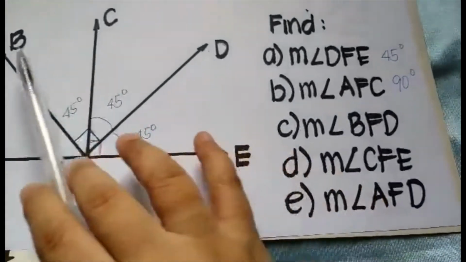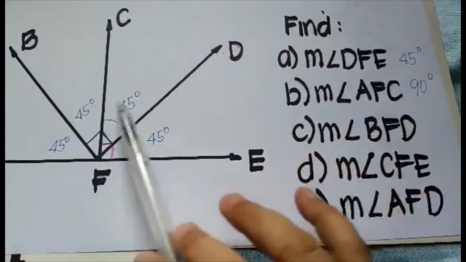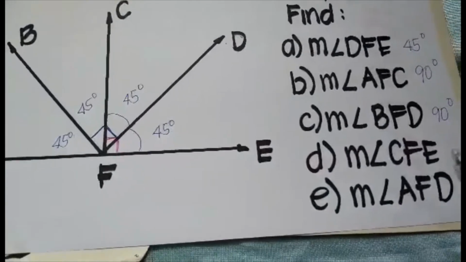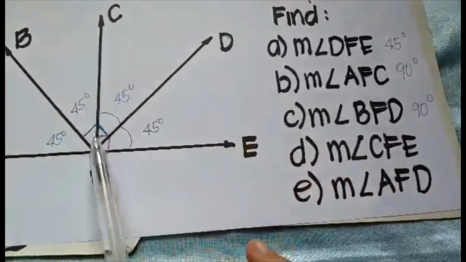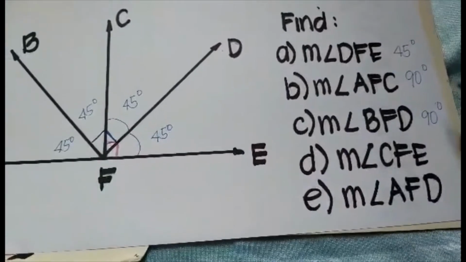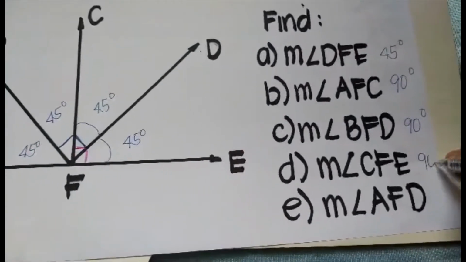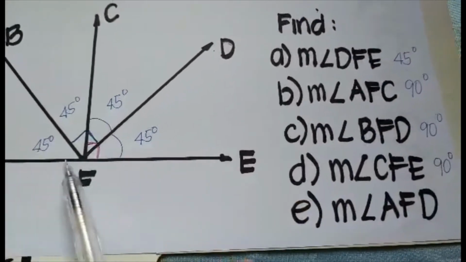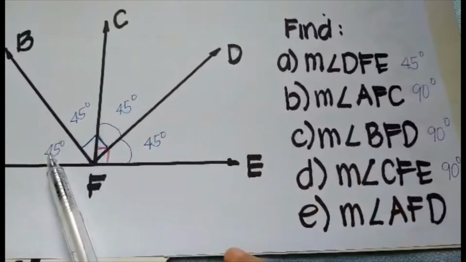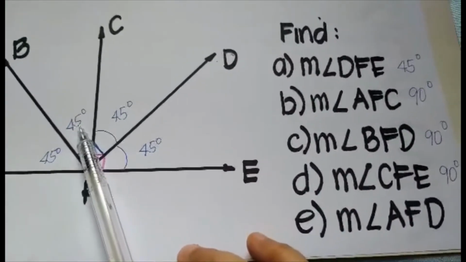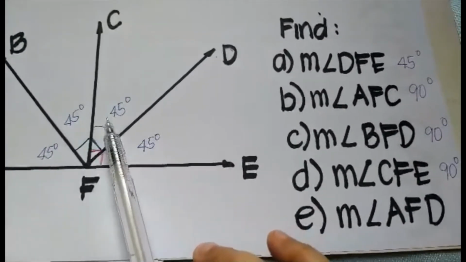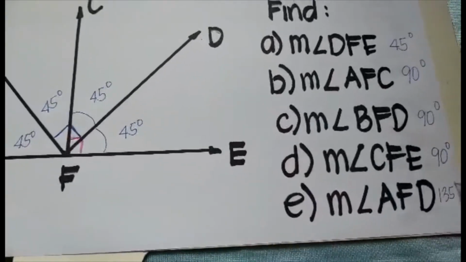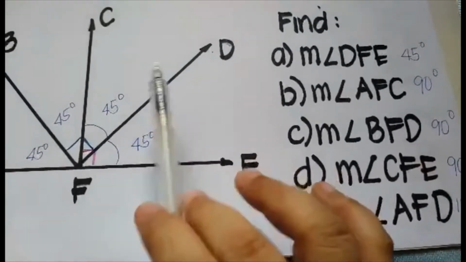Next, measure angle BFD. So that's also 90 degrees. Okay, that's a right angle. Then we have measure angle CFE. That's also 90 degrees. And then we have angle AFD. So we have 45 plus 45. That's 90 plus another 45. That is 135 degrees. AFD.